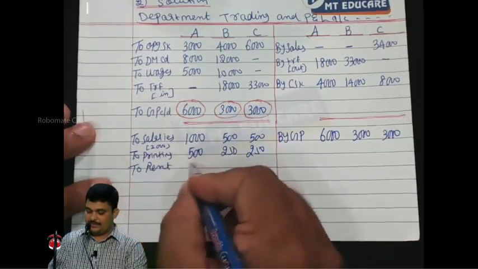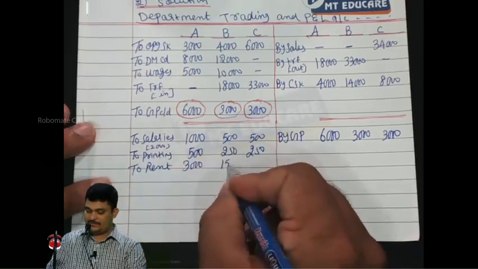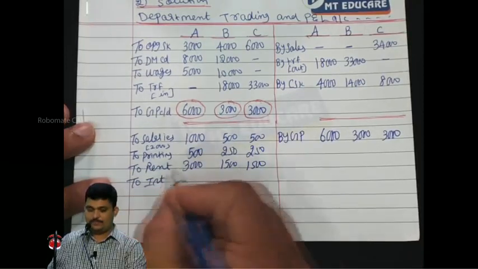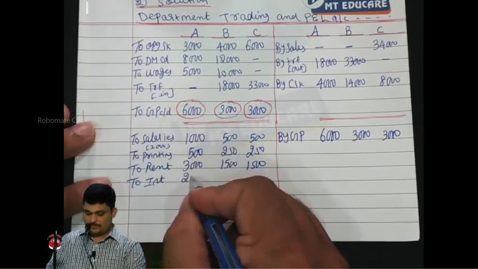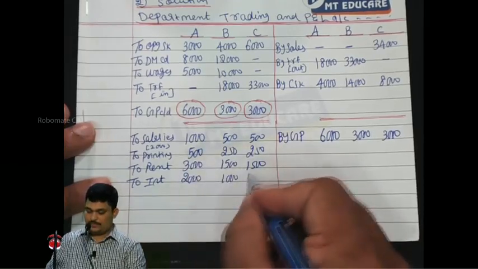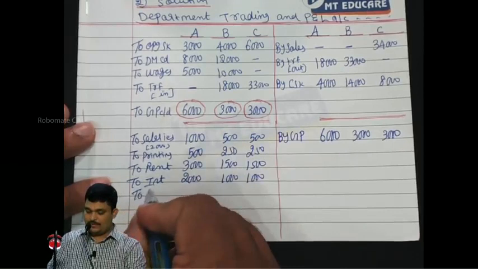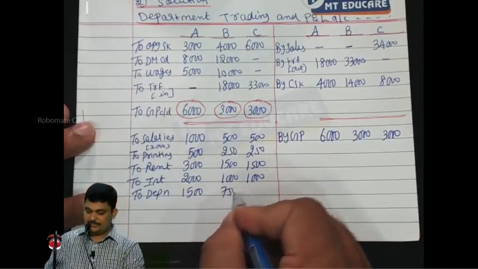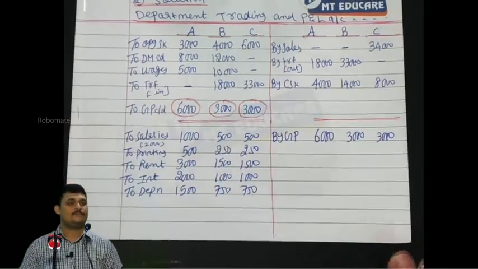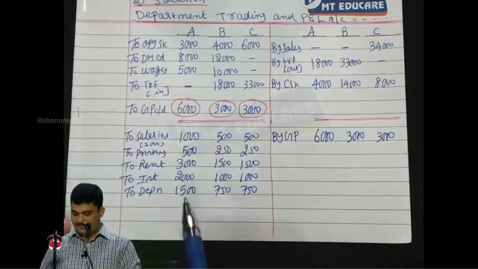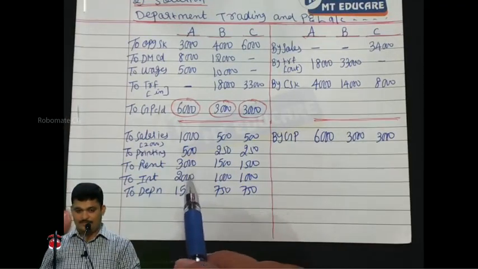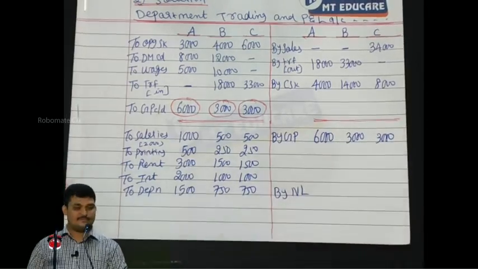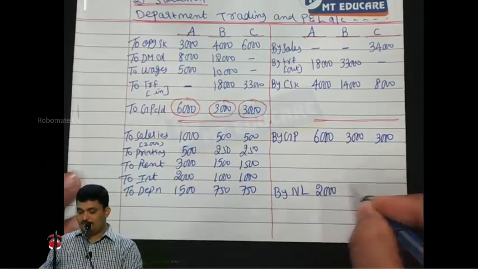Rent, 3,000, 1,500. Depreciation, 1,500. By net loss, 2,000.